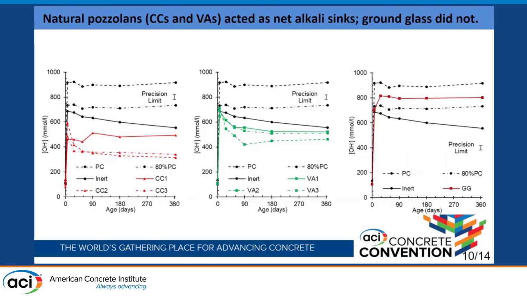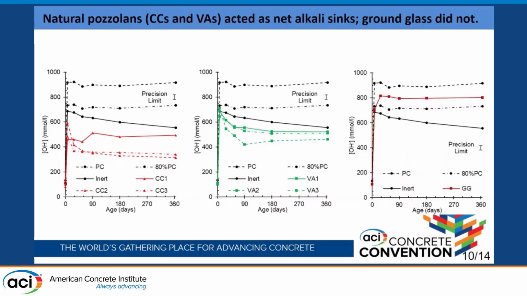This line here is theoretical dilution. It's basically 0.8 times the cement only mix. And the solid black line is showing the real dilution through quartz flour. When an SCM reduces the pH below the inert mix, it will be called a net alkali sink. It means it's doing better than the cement dilution only.